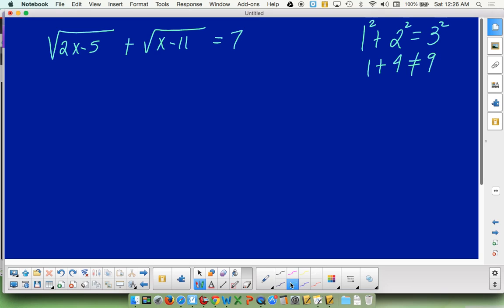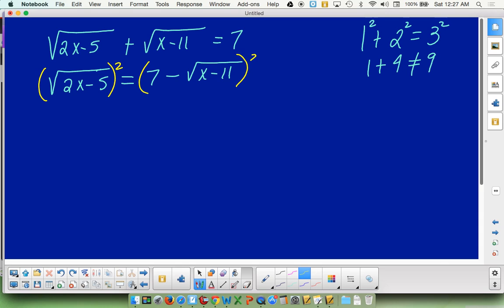So you need to move one of them. Doesn't matter which one. In this case, I'm just going to move the second one. So I'm going to make it 7 minus square root of x minus 11. And now I am going to square both sides. I have the roots separated. I have one of them isolated. The key thing is isolate one of the roots.